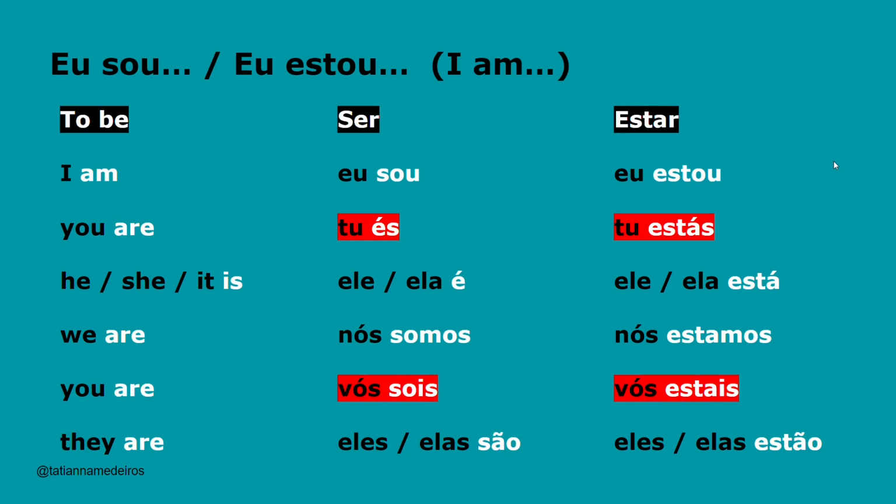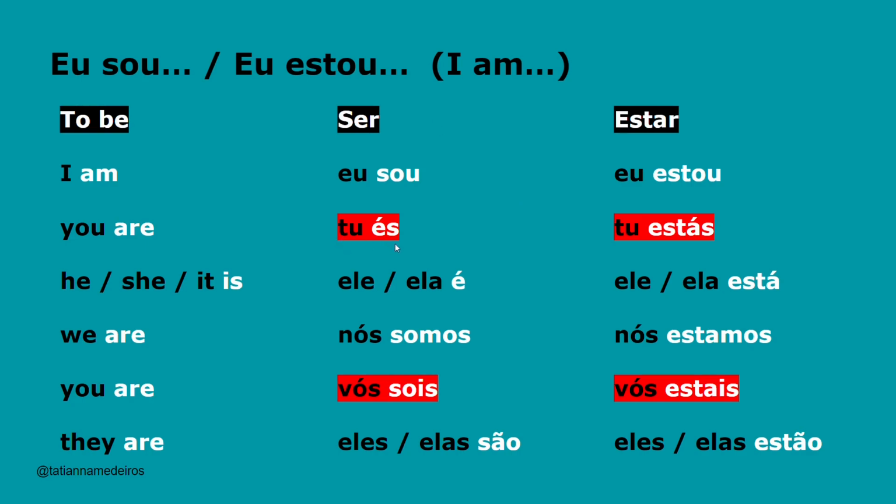When we have to translate I am in Brazilian Portuguese, sometimes we can use eu sou or eu estou. In Portuguese, those two verbs have different meanings, but when we're talking about translating to English, they have the same meaning. So when we have to translate I am to Portuguese, we do have to use eu sou or eu estou. Here we have to be: I, you, he, and so on in simple present.